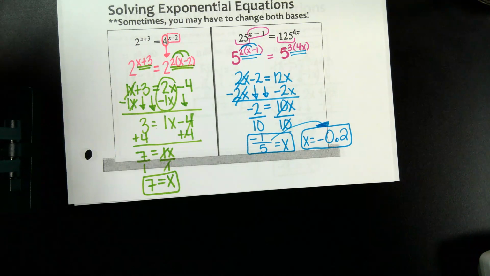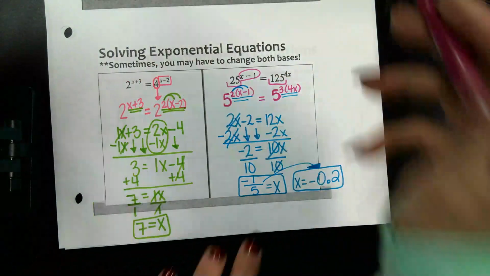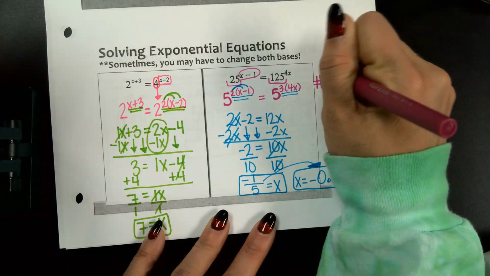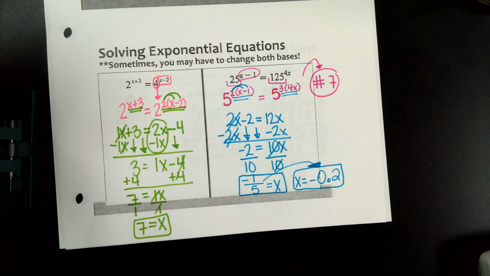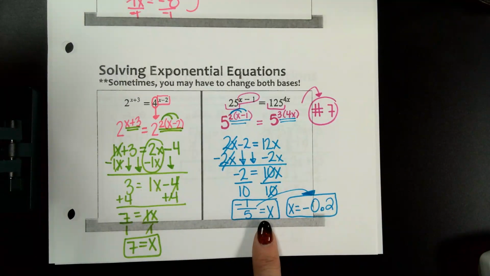Now I want you to do me a favor. Before I stop recording and before I give you the practice page, I want you to write these problem numbers down, okay? This one that we just did right here, this is going to help you with number 7 on your practice page. Number 7 on your practice page, you will have to change both bases, okay? Everybody have that written down, the 7? Okay, then, are you done?